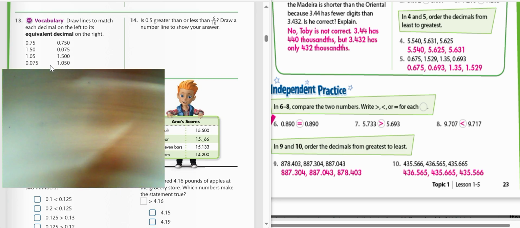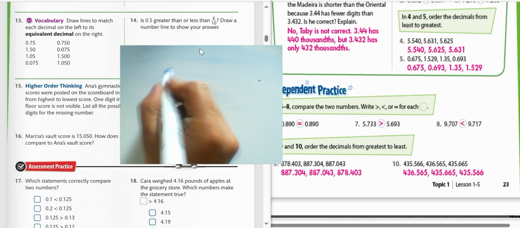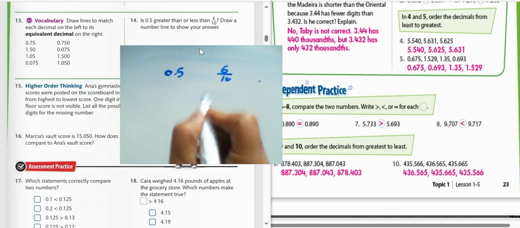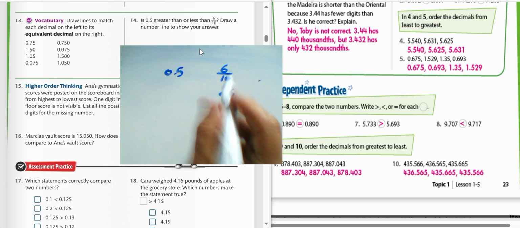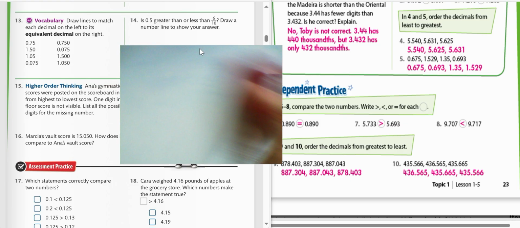Okay, greater than or less than. We have 0.5 and 6 over 10. 6 over 10 will be 0.6. Then 0.5 is less than 0.6.